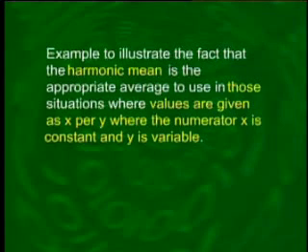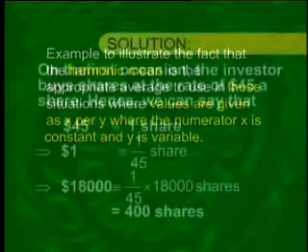All right, let us now consider another example to illustrate the fact that it is the harmonic mean which is the appropriate average to use in those situations where values are given as x per y and the numerator x is constant and y is variable.